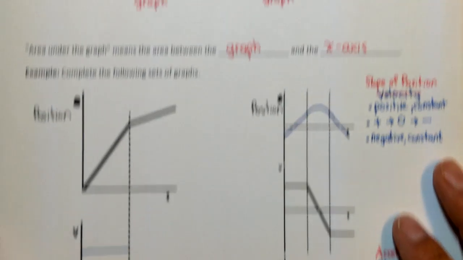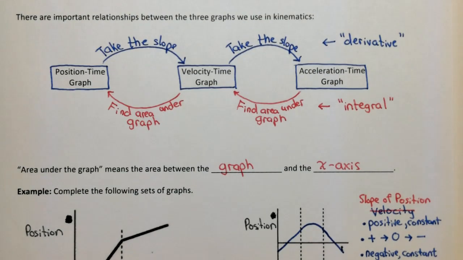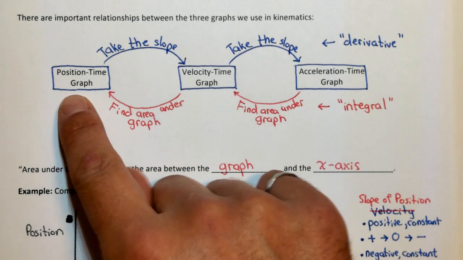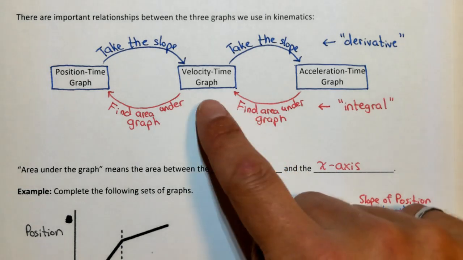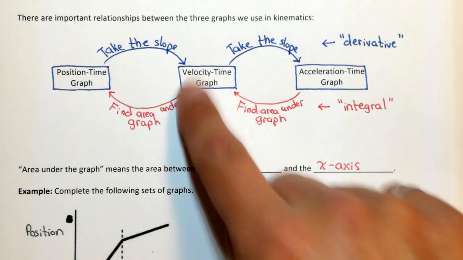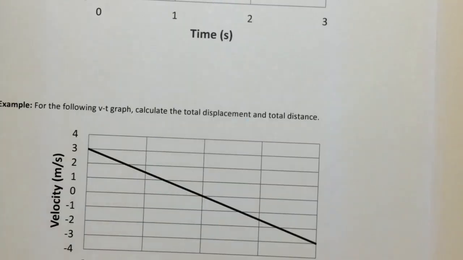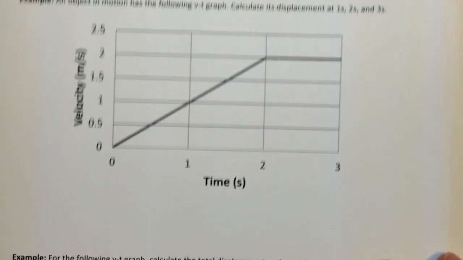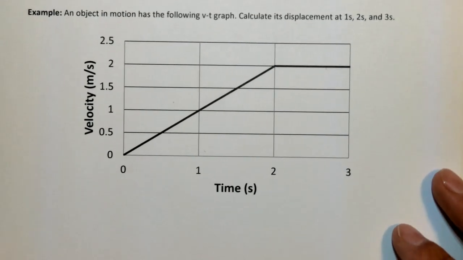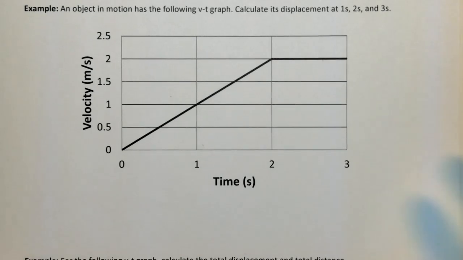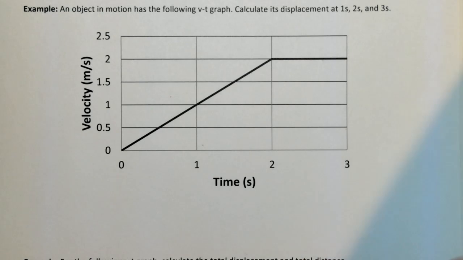Let's shift gears now and look at this second idea here. This idea of finding the area under a graph and how that can help us figure out or calculate some of these things like the change in velocity or the change in time. So let's do this with a couple of examples. An object in motion has the following velocity time graph. Calculate its displacement at 1, 2, and 3 seconds. Remember, displacement is the change in position.